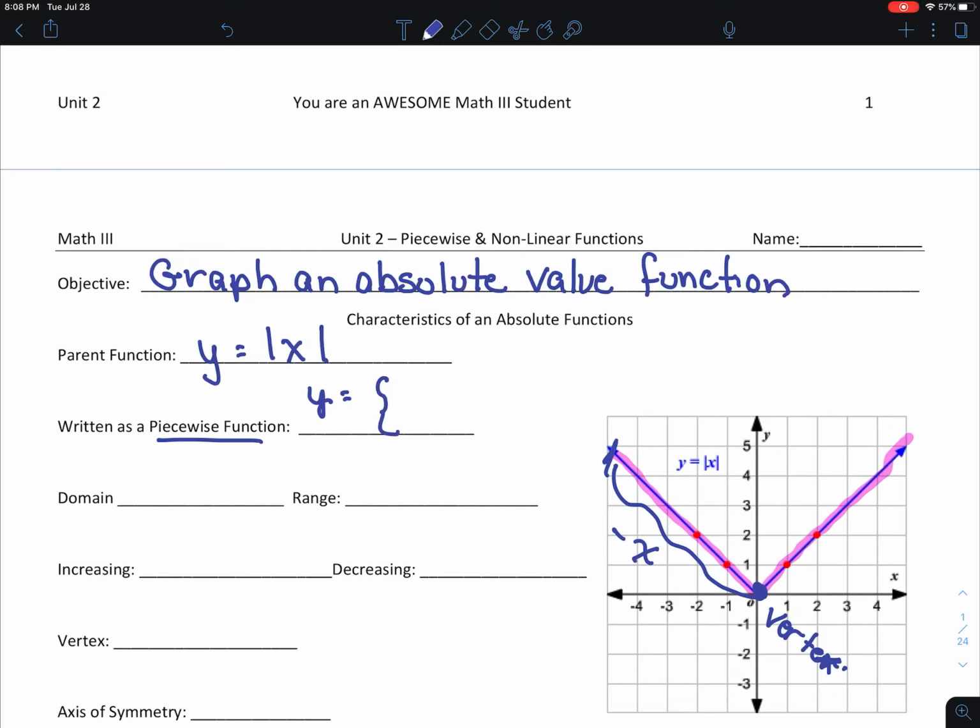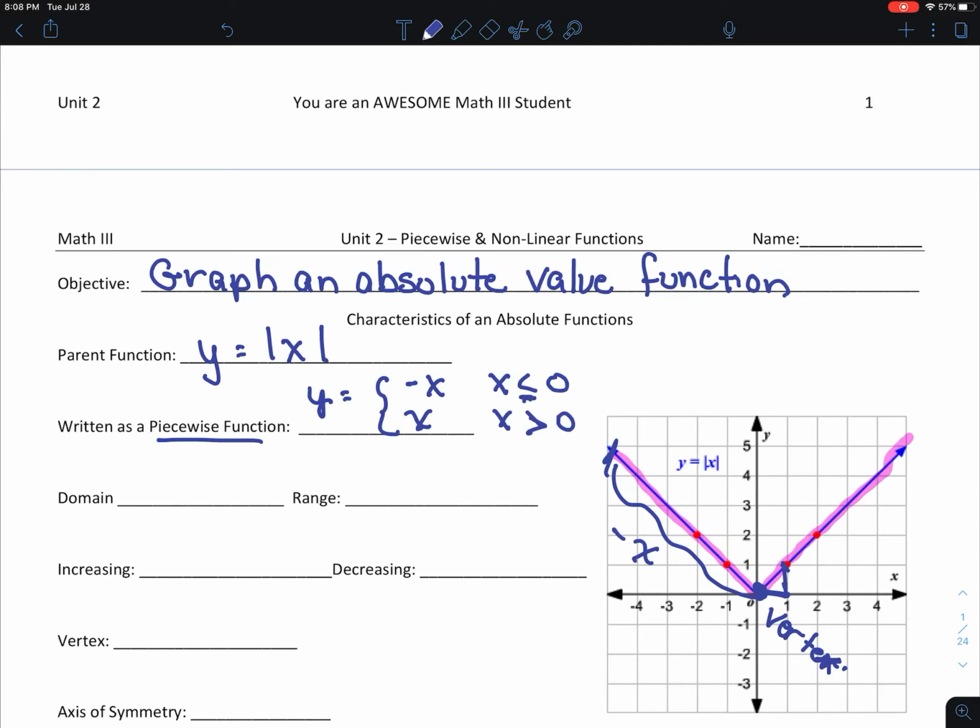So we would say y is equal to negative x when x is less than 0. The second part of this piecewise function is simply x because, again, it has a slope of 1 and a y-intercept of 0. And that occurs when x is greater than 0. Now, I could have just made this less than and made this greater than or equal to, because it doesn't matter. They're both on 0.